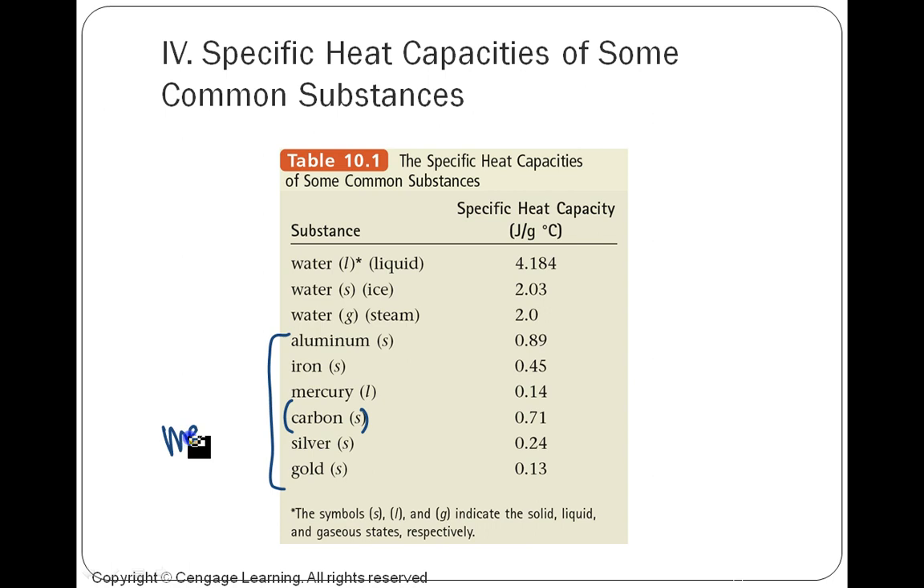Metals tend to have pretty low specific heat capacities, meaning that it doesn't take a lot of energy to change their temperature. If you've ever put aluminum foil into your oven, you know this. Aluminum heats up quickly, cools down quickly. On the other hand, if you use glass or some other substance, you might see that it takes a lot longer to heat up and cool down.